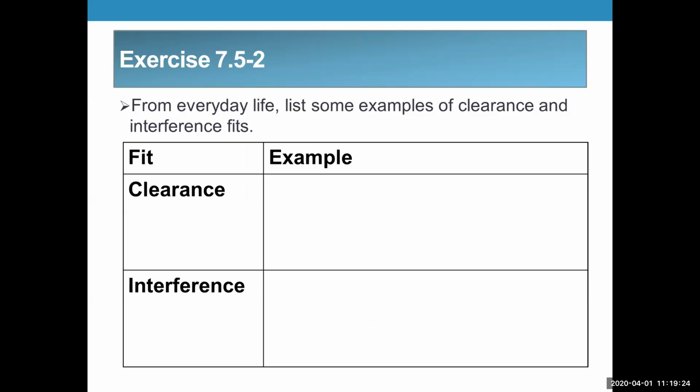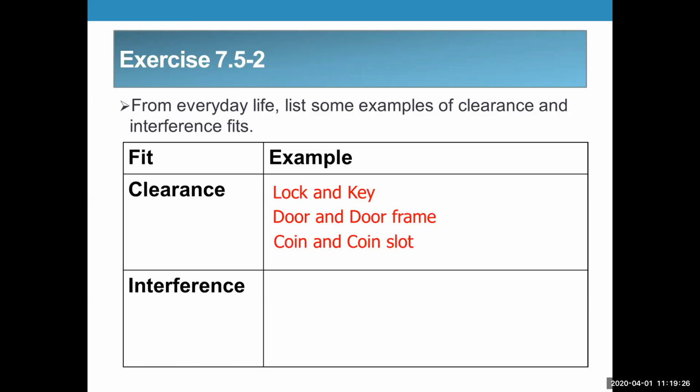So here's some examples of clearance and interference fits. Clearance fit, right? Lock and key. If it was an interference fit, the key wouldn't go into the key slot, would it? Door in a door frame, the door wouldn't shut, and I'm sure we all have doors in our house that are interference fits at some point. And coin slot, that's got to be a clearance fit, right?